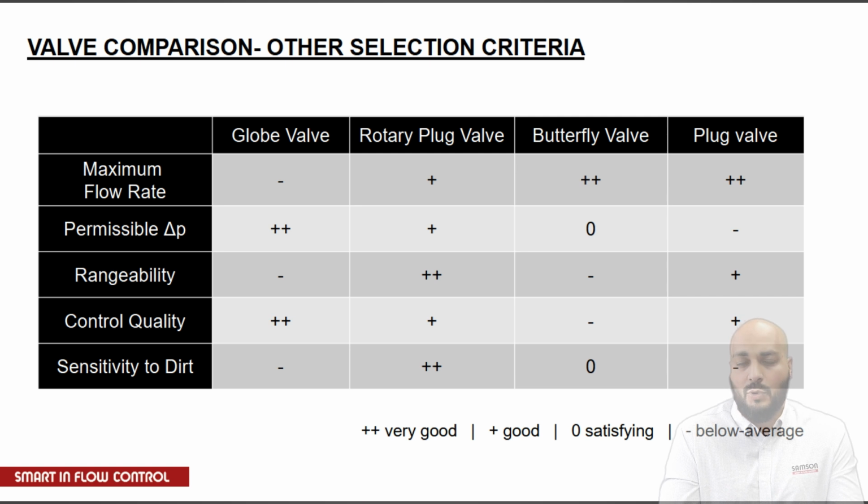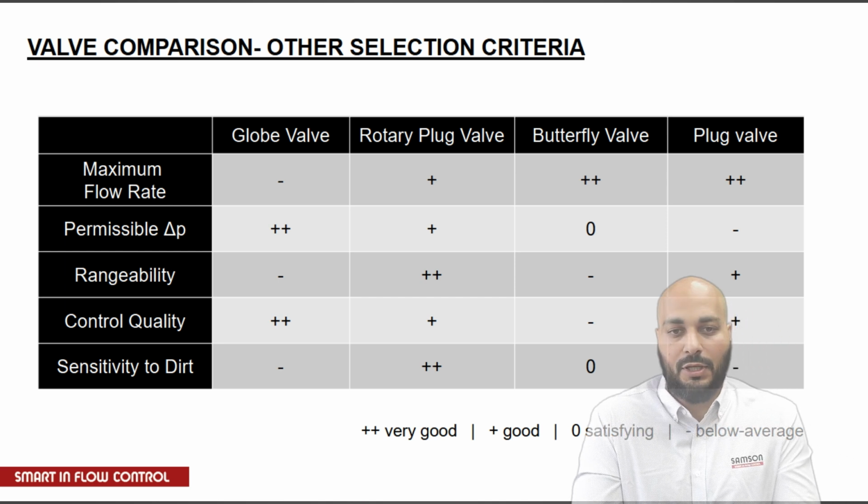From a rangeability standpoint, again, the segmented ball valve having a rangeability of greater than 400 to 1 is going to rank the best here, with the globe valve having the lowest rangeability ranking the lowest. Control quality: the globe valve, being the most precise control valve, will rank the best, whereas the rotary plug valve and segmented ball valve would come as a close second. And lastly, sensitivity to dirt. We talked about the rotary plug valve, with its design being ideal for applications where you have dirt particles, whereas the other technologies, due to the differences in design, wouldn't be adequate for those applications.